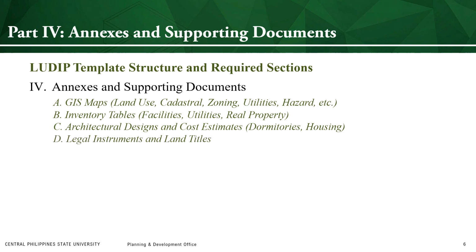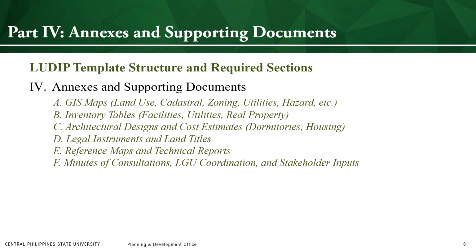Annex D, legal instruments and land titles. Annex E, reference maps and technical reports. Annex F, minutes of consultations, LGU coordination records, and stakeholder inputs. Annex G, relevant permits, licenses, and certifications. And Annex H, glossary of terms.